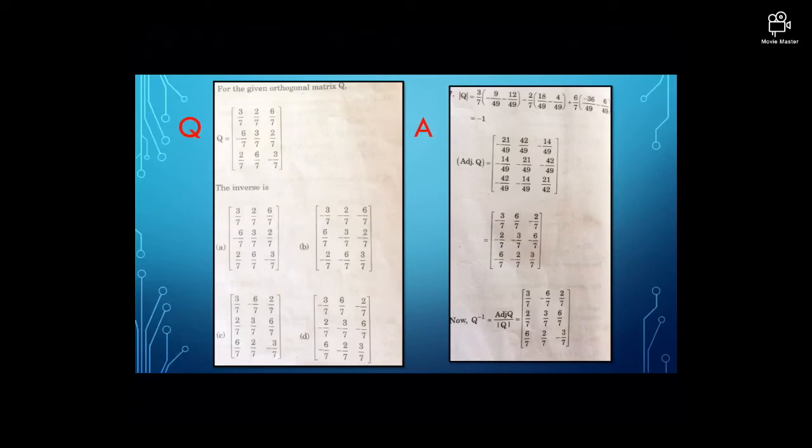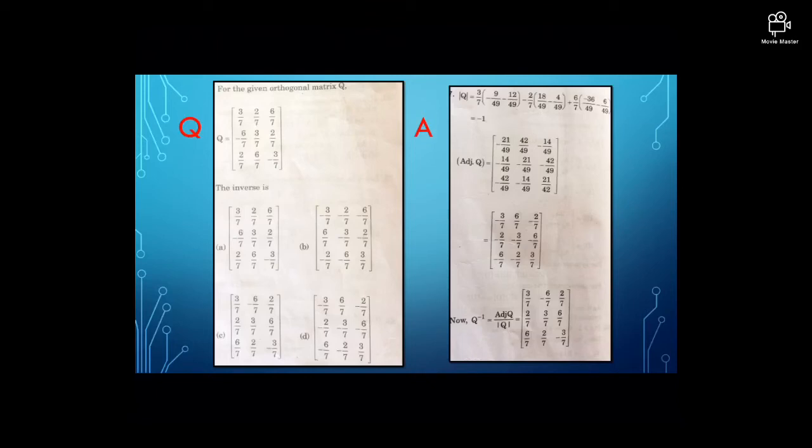We know for an orthogonal matrix, the inverse is equal to the transpose of that matrix. A inverse is equal to A transpose, and A is considered to be an orthogonal matrix. So directly we can find out the inverse of this matrix, which row wise I am reading 3 by 7, minus 6 by 7, 2 by 7, then 2 by 7, 3 by 7, 6 by 7, 6 by 7, 2 by 7, minus 3 by 7.